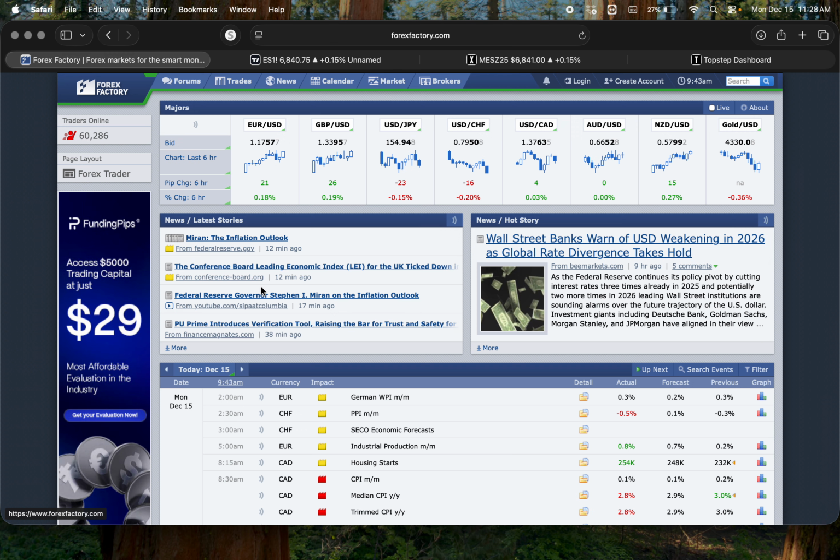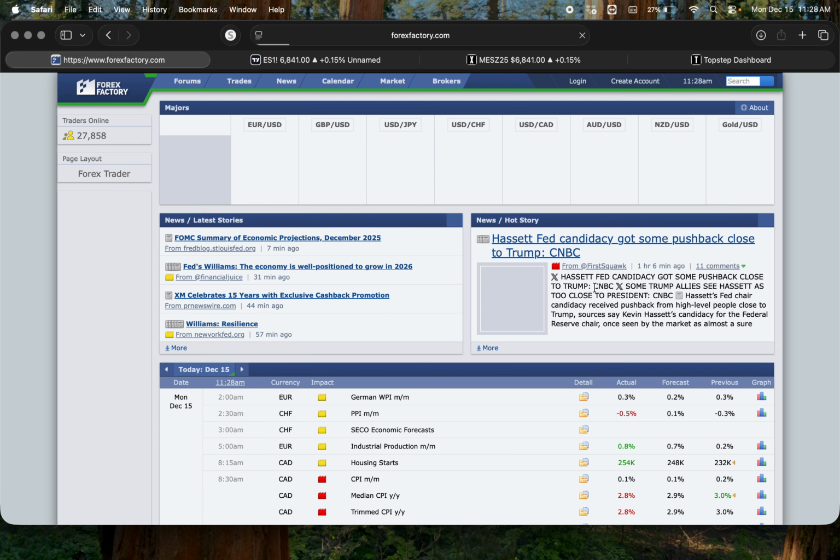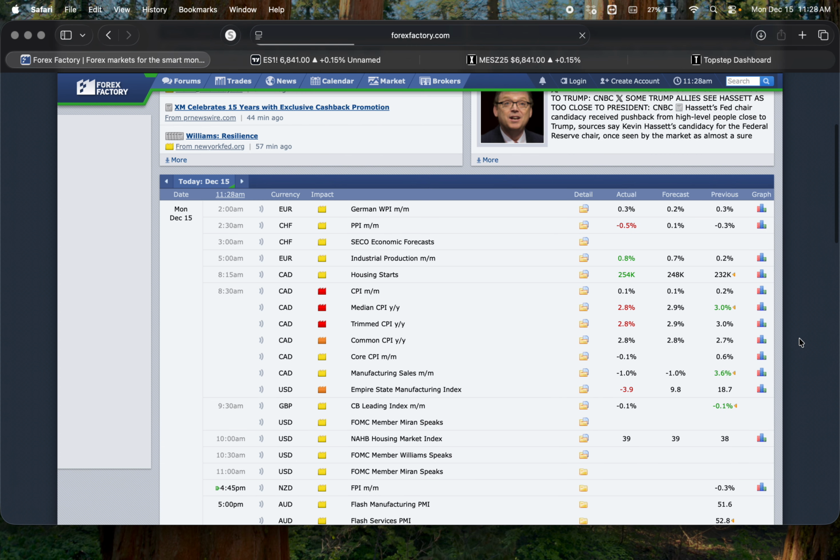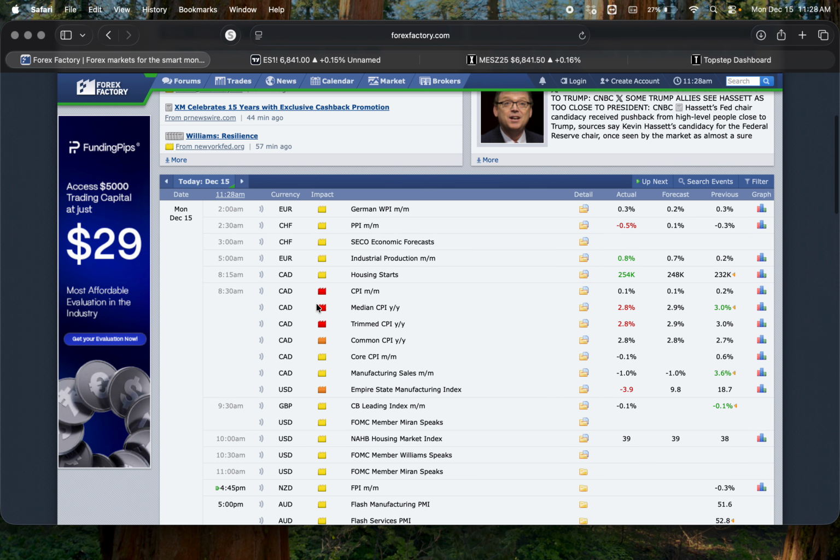Let's look at markets. I kind of misinterpreted the market today. I was ready. I saw all of these right here and I was like, what? First of all, I didn't know there were so many different types of CPIs. So I thought that was interesting.